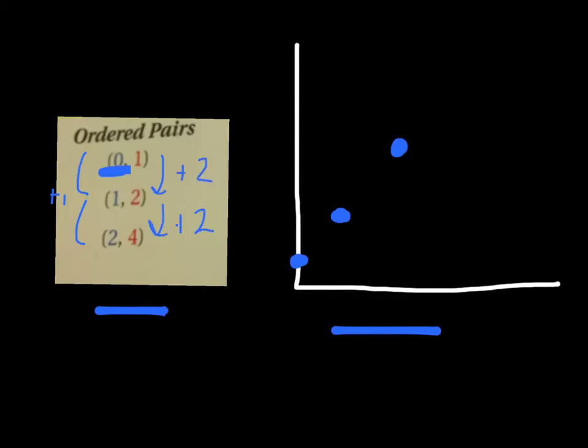So remember, to graph these ordered pairs, we start with the x first, which is 0 for this one. So 0, 1, 1, 2, and 2, 4. So our ordered pairs are here. We've graphed the function here. And you can see as each x or input increases by 1, the output increases by 2. So our rule for this would be increasing by 2.